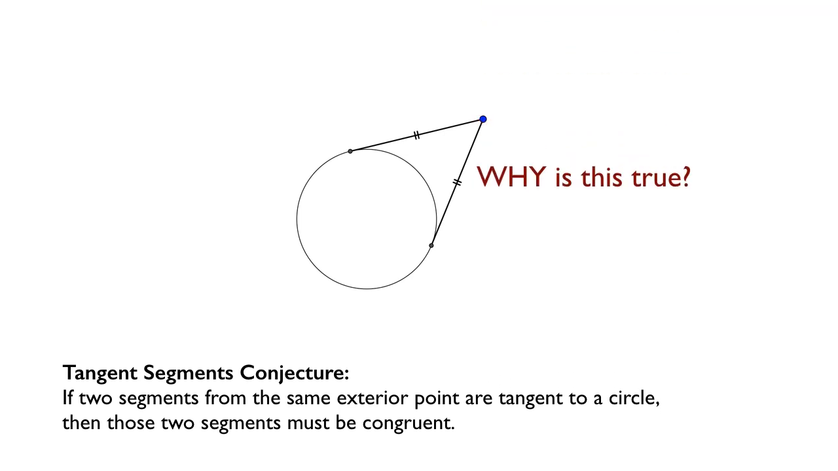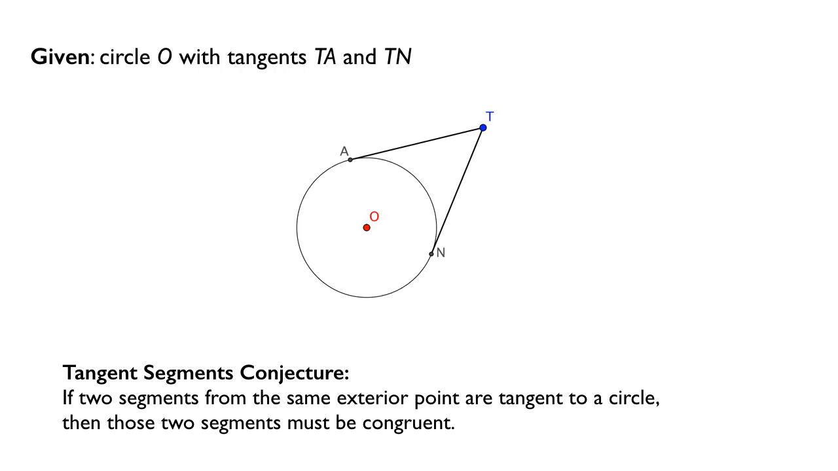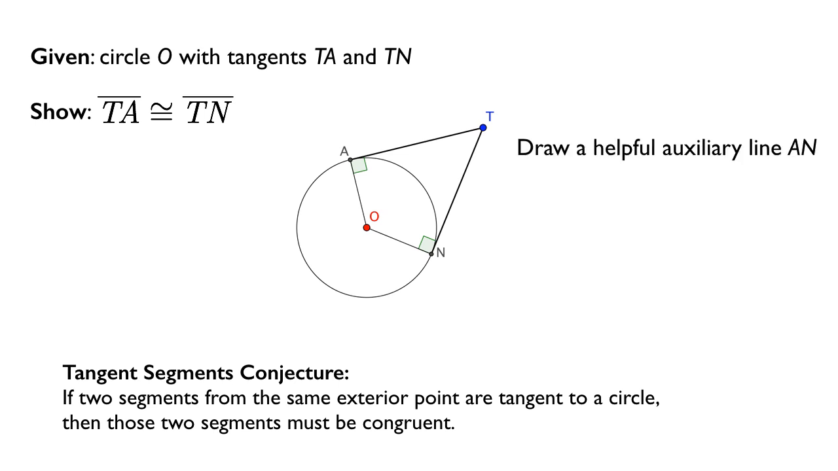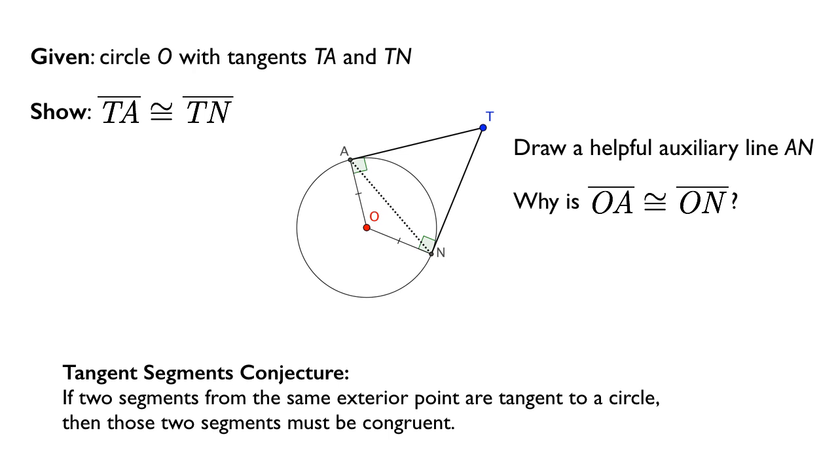Let's talk about why this is true. So let's say we're given circle O, and we have tangents TA and TN. It's our job to show that TA and TN are congruent to each other. So first, draw in the radii. Reminder that the radii through points of tangency form 90-degree angles. And then we're going to draw in a helpful auxiliary line, AN. Why is OA congruent to ON? The radii of the same circle.